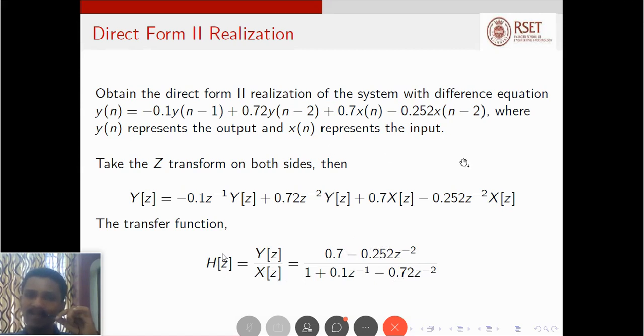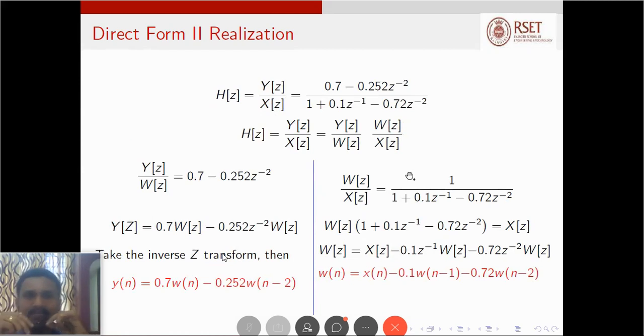You need to obtain the transfer function from the difference equation. If you have the transfer function directly, you can go to the next steps. The next step is like this. You need to separate the transfer function into two different terms. Here I am writing the transfer function h of z, that is equal to y of z by x of z, which is equal to y of z by w of z into w of z by x of z.